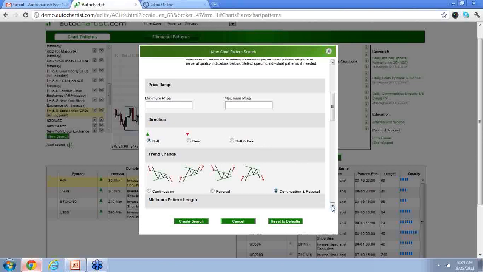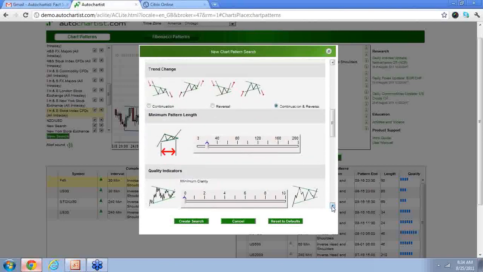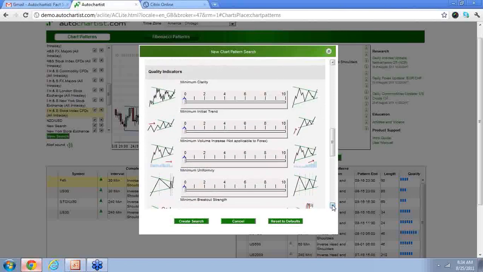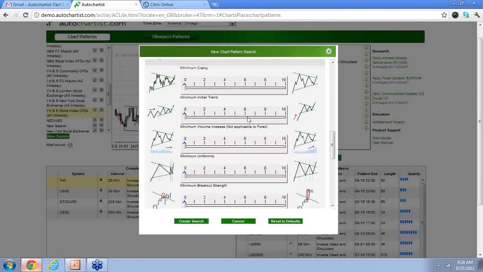Okay. Now I also noted that it's a reversal pattern. So you have a choice here: continuation, reversal, or combination. So I'm going to select reversal to make it easier. Okay. Pattern length isn't that important to me, nor are these other quality indicators, at least for now. For this webinar, we have specific webinars dealing with all of these.